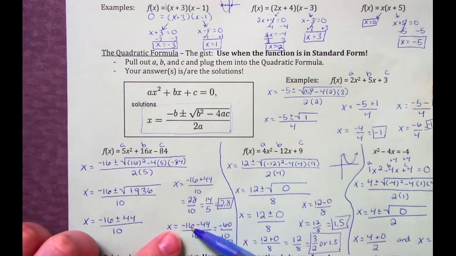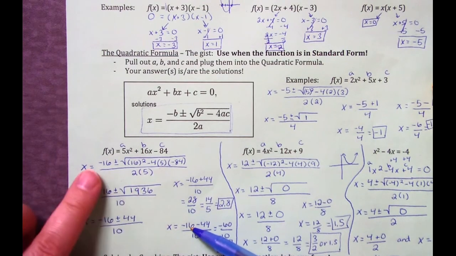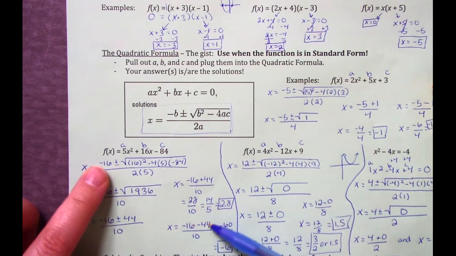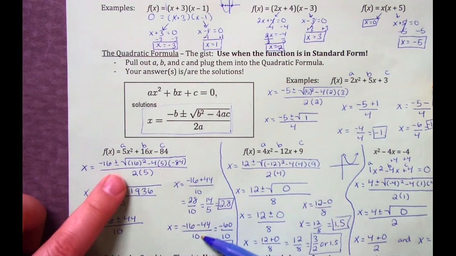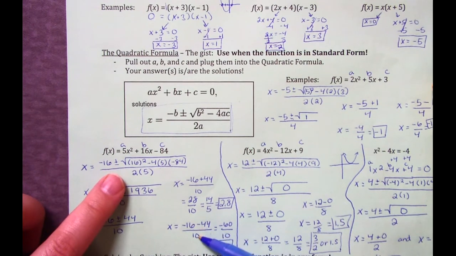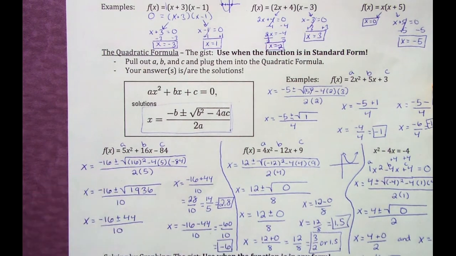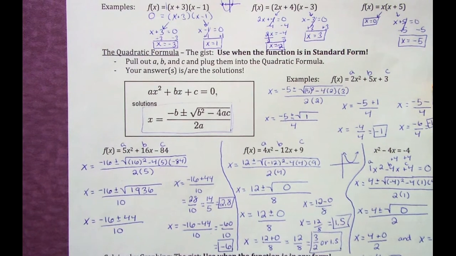If it's not a 0, then you would take the opposite of b value here, this negative 16, and you would add this, divide by the bottom, and then subtract that and divide by the bottom. That's how you use the quadratic formula to solve a quadratic function.